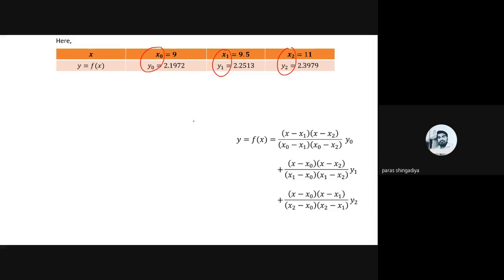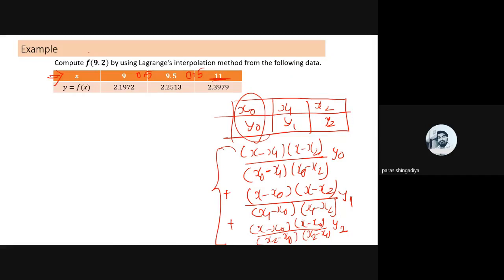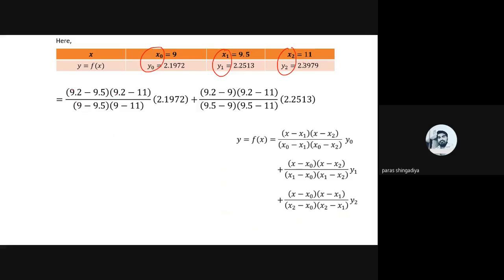So x क्या है, that is 9.2 that you have to predict. ठीक है, तो आपको find करना है, that will be our x, 9.2, that is the value of x. So use it here, and the first term will be x minus x1 and x minus x2, so 9.2 minus 9.5 and 9.2 minus 11. Now in the denominator, x को x0 से replace करना है, तो 9.2 की जगह आएगा 9, because x0 is equal to 9. So it is 9 minus 9.5, 9 minus 11, into the y0. So y0 is 2.1972. That is our first term.